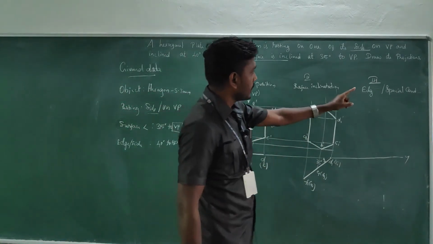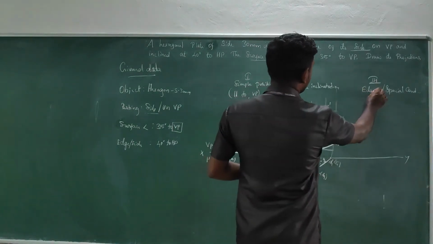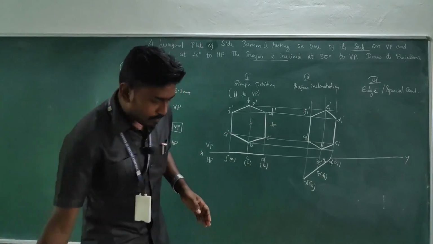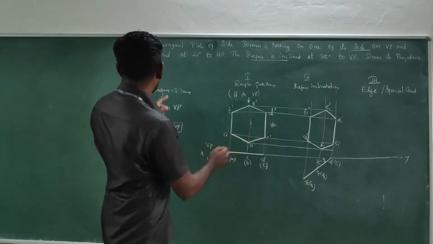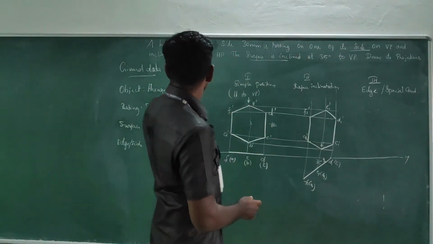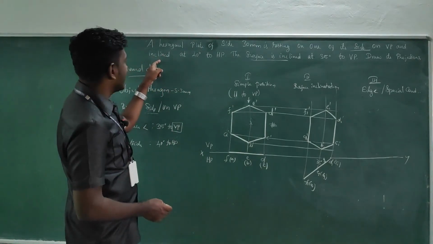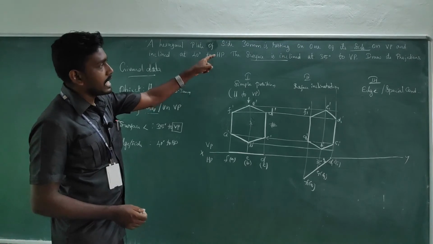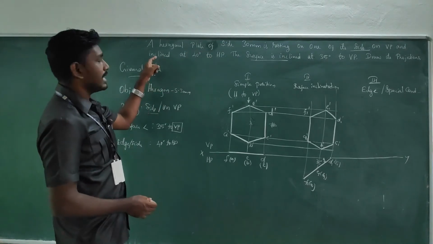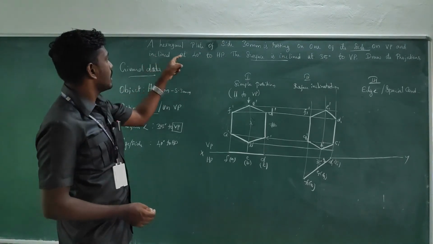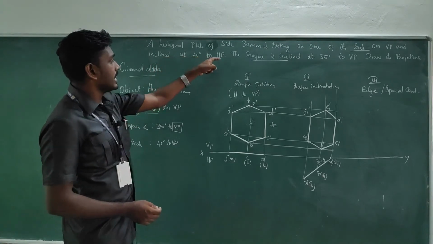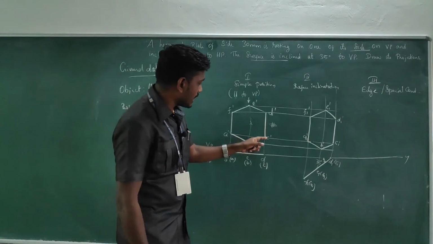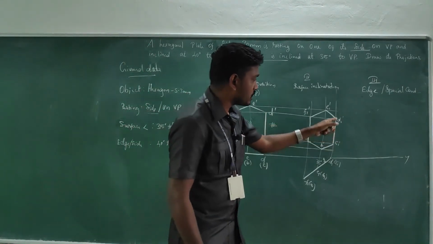So next, this third stage, edge inclination. Okay, so the resting edge, see, the resting edge is inclined at 40 degree to VP. One of the side is on VP and that same side is inclined at 40 degree to HP, right? So this is the resting edge C and D. C and D is the resting edge.